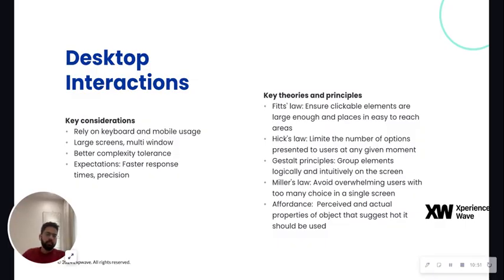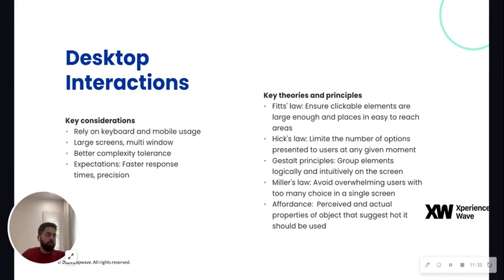Some of the key theories and principles that we can look out for whenever we are talking about desktop interactions include Fitts' law, which states that the time which is required to move to a target, which could be a button or an icon in this case, is a function of two variables. One is distance to the target, and the other one is the size of the target. So, in loose words, it translates to the fact that if you would like your system to be usable, then ensure that the clickable elements are large enough and placed in easy to reach areas.